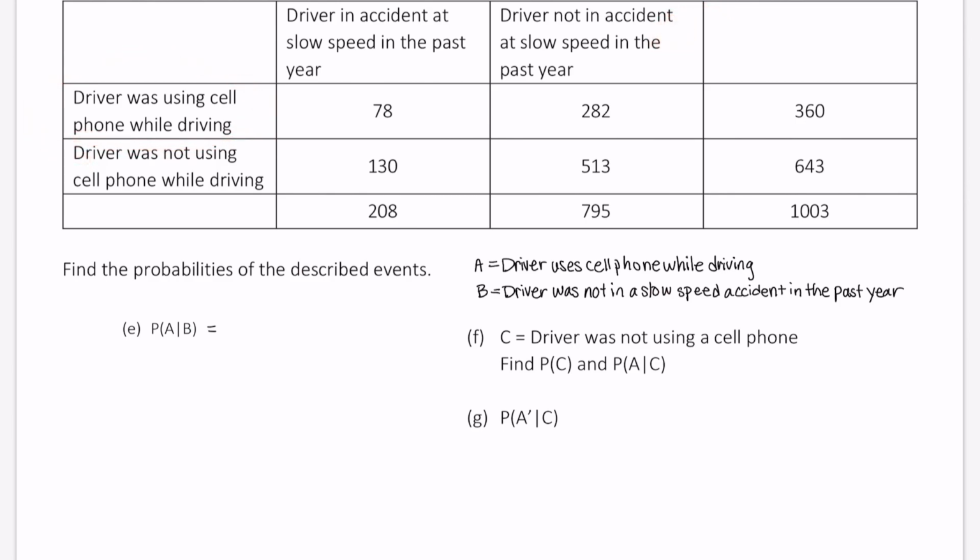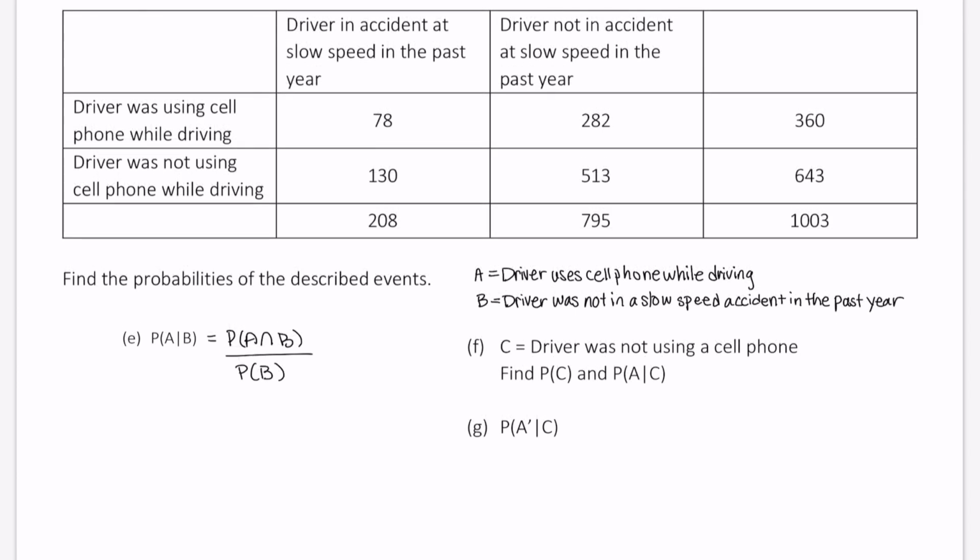This can be worked out by computing the probability of the intersection, that's probability of A and B, and dividing that by the probability of B. So the probability of A and B, we already know that that is 282 out of 1003. And from that, we're going to divide the probability of B, and B here is 795, and again, it's out of 1003. This is going to work out to be 282 divided by 795.